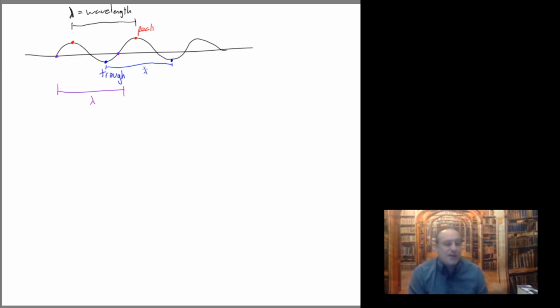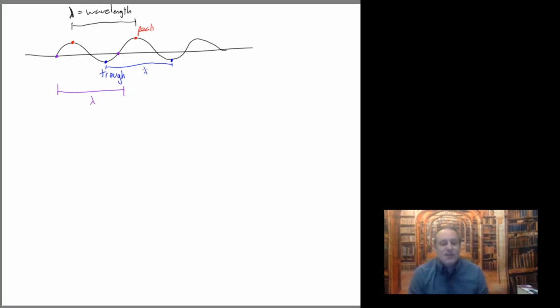That's if we freeze the wave in time. Like if we have a wave in a string and we take a picture of it with a super high-speed camera so that it's not blurry, then we would see a picture that looks like this. And we would be measuring the distance between the peaks, or the troughs. That's the easiest thing to do.